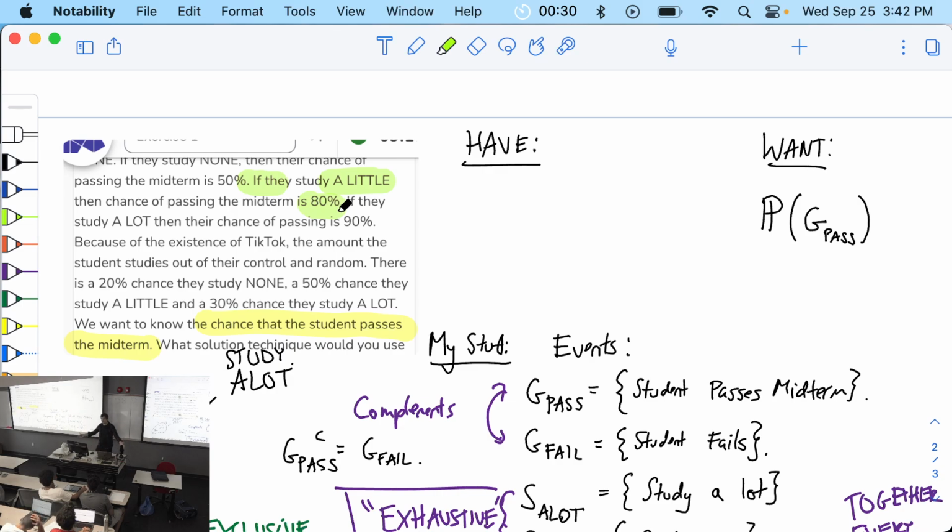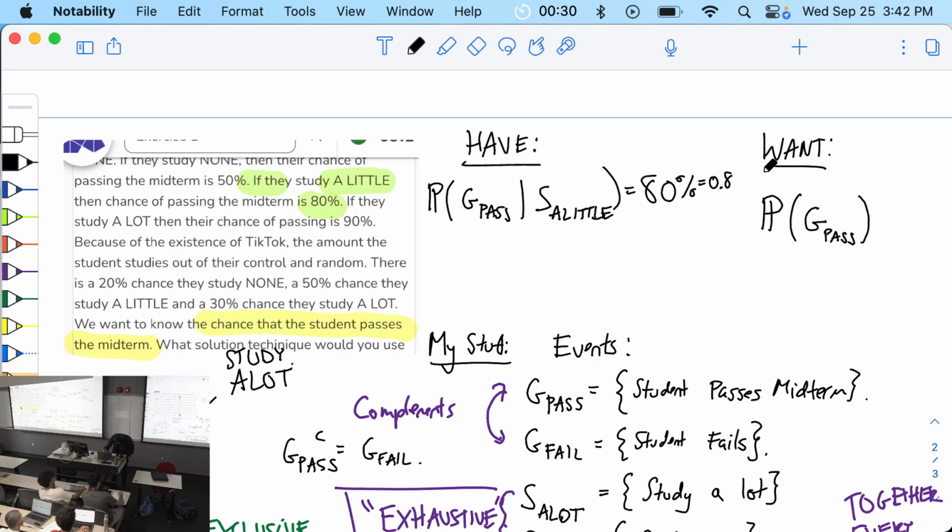So if you study a little bit, then your chance of passing the midterm is 80%. That says given that you studied a little bit, your chance of passing is 80%. That's a conditional probability statement. So the probability of your grade being a pass given your studying is a little is 80%. Okay, 80% also known as the number 0.8. Those are the same thing. There's a few like this. So there's probability of G pass given S a lot, and I think it's 90%, 0.9.